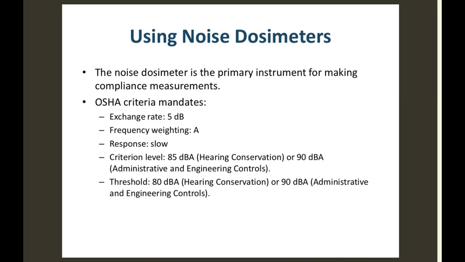Okay, so now that means you can be exposed for how long in a workday at 90 decibels? What's the OSHA standard always? 8 hours, right? So you can be exposed to 90 decibels for 8 hours. Well, now, what if you're exposed to 95 decibels? Can you be exposed for 8 hours? No, you can't. OSHA uses an exchange rate of 5 decibels. That means for every 5 decibels you go up above 90 decibels, you can only be exposed for half of that time. So you can be exposed at 95 decibels for 4 hours.